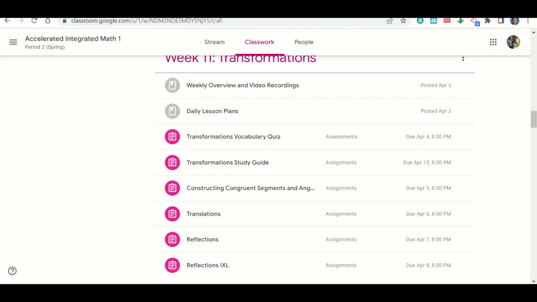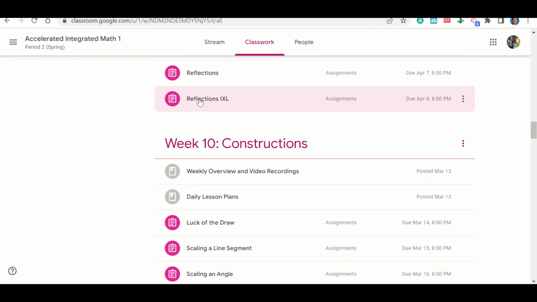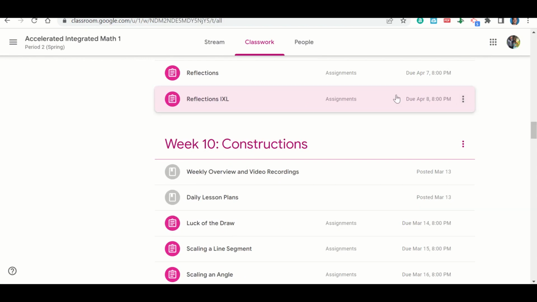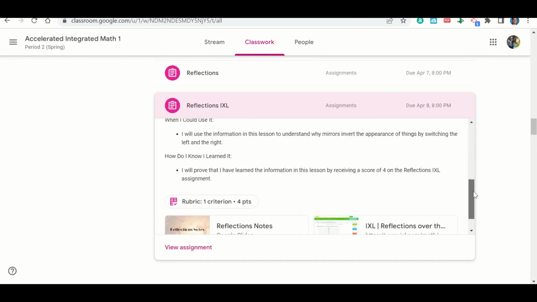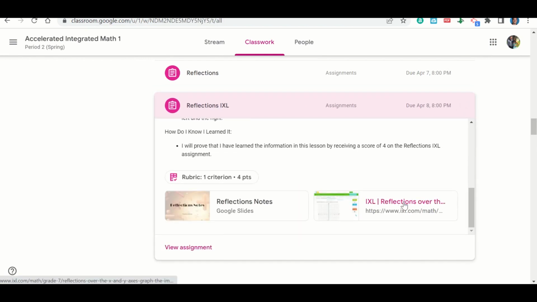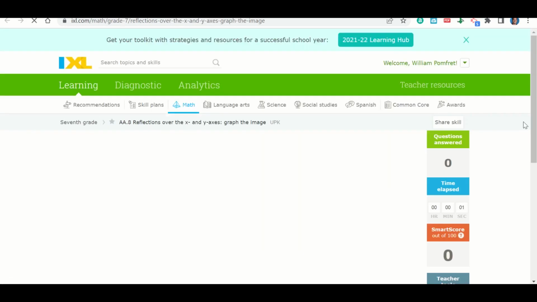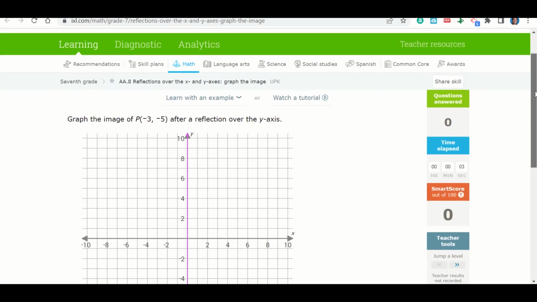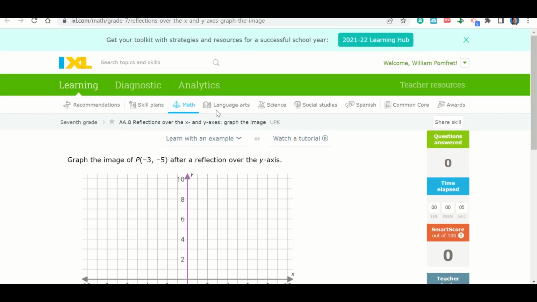And then you can go to your Google Classroom, and find the activity, which is here. And I'm going to click on the IXL link right here. And this will take me to the assignment that I need to complete. So that's how you log into your assignments on IXL using SBLink.